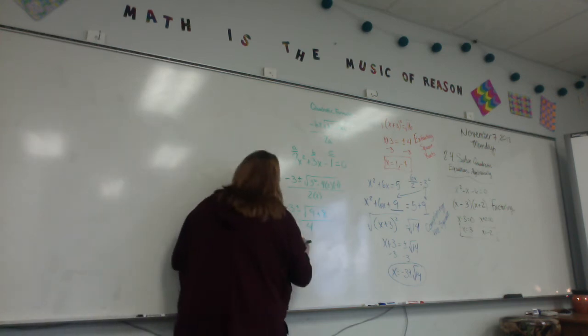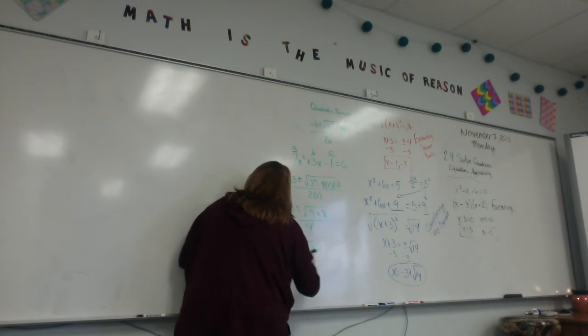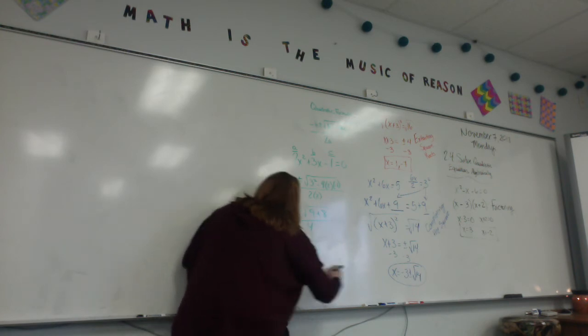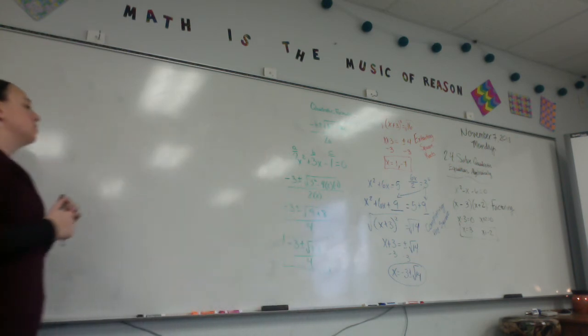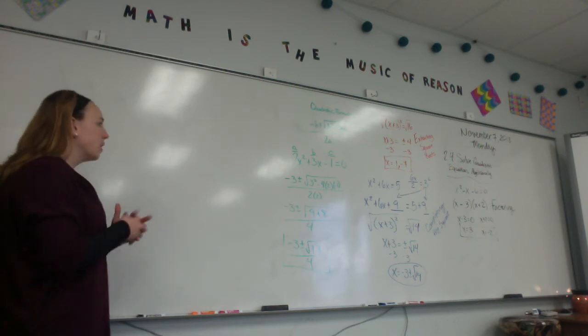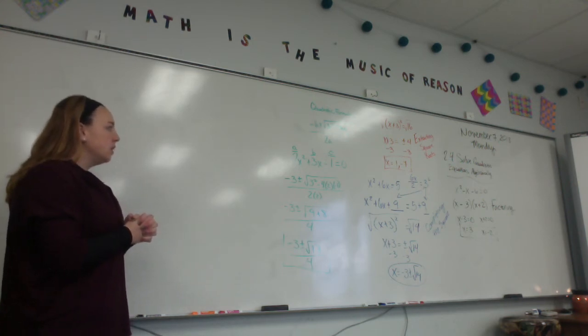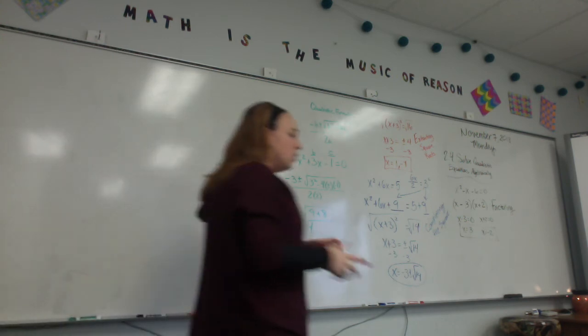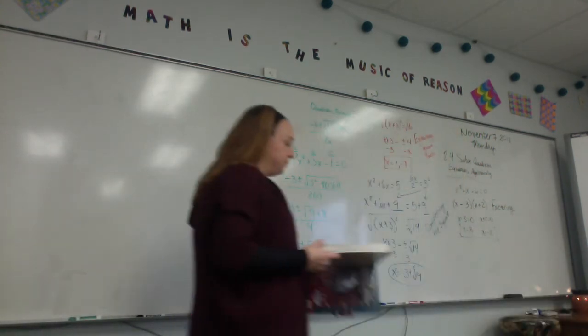So your final solution, and you have 2 answers there. You have negative 3 plus radical 17 divided by 4, and you have negative 3 minus radical 17 divided by 4. Okay? So there are 4 ways we can go about solving something.